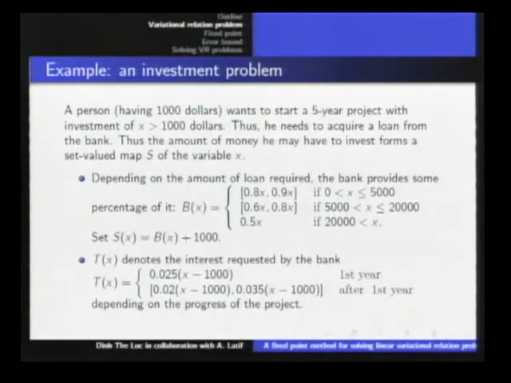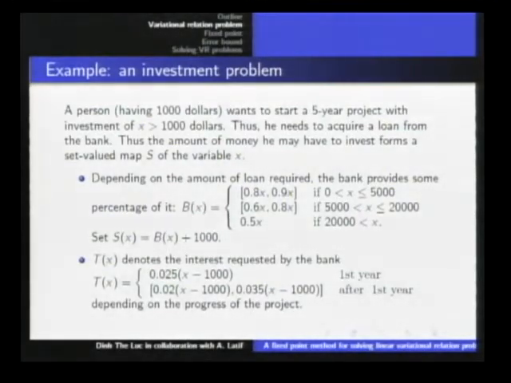So here we have a set valued map, and so my set S(x) is B(x) plus 10,000 that I have before, okay? So now, if I want to investigate the project, it means that I have to obtain x exactly a fixed point of the set valued map S(x), okay? And now T, what's the T?